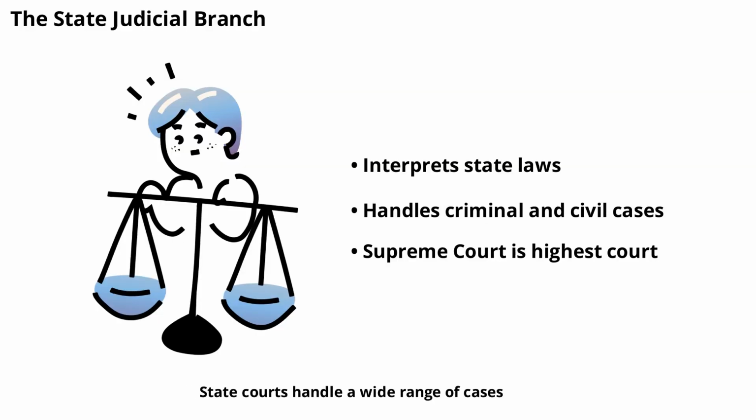The judicial branch of state government interprets state laws and administers justice. State courts handle a wide range of cases, from criminal trials to civil disputes. The highest court in a state is usually called the Supreme Court, which reviews decisions from lower courts and ensures that laws are applied fairly. Judges may be appointed or elected, depending on the state. The judicial branch plays a critical role in protecting individual rights and upholding the rule of law within the state.